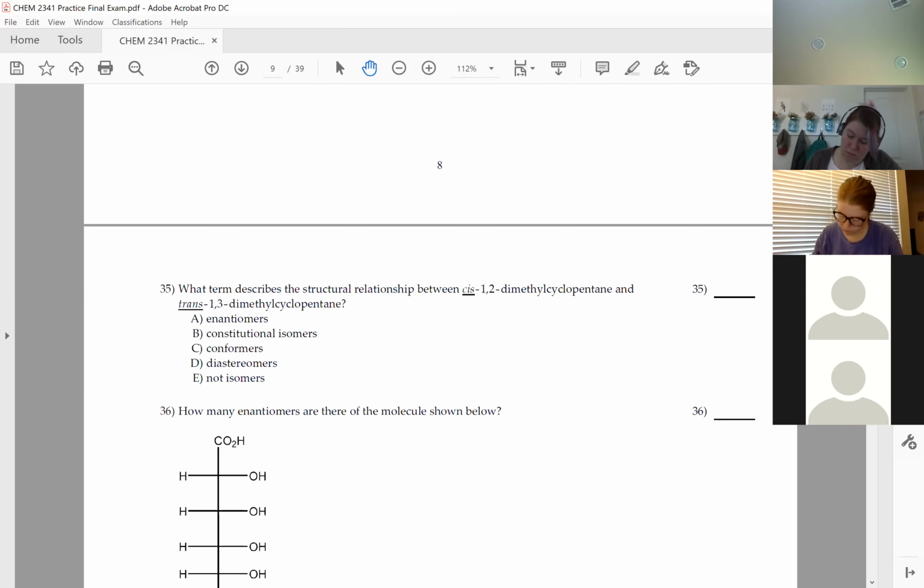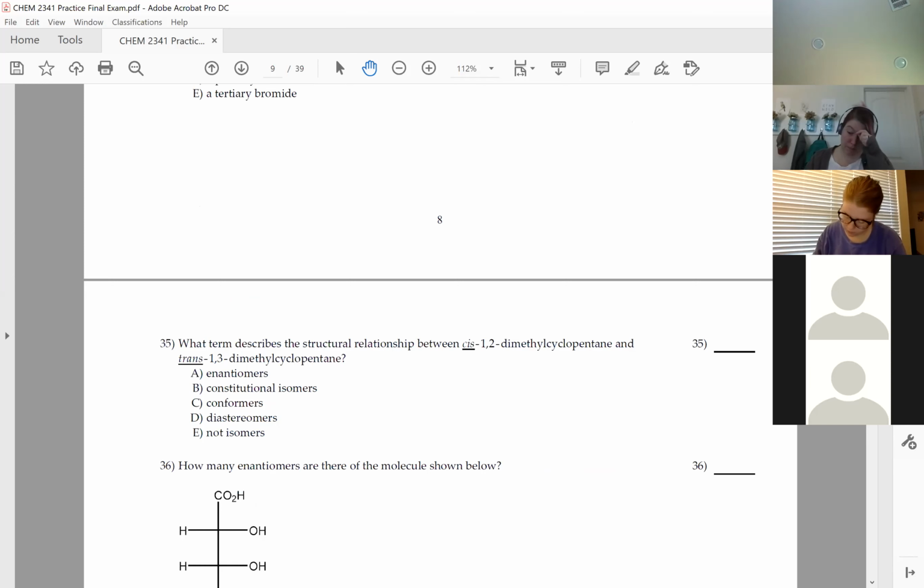Okay, number 35 is another one that should be a freebie, but often trips people up. So what term describes the structural relationship between cis 1,2-dimethylcyclopentane and trans 1,3-dimethylcyclopentane? If you can't tell off the names, what is the best thing for you to do? Draw it out. Draw it out, yeah.